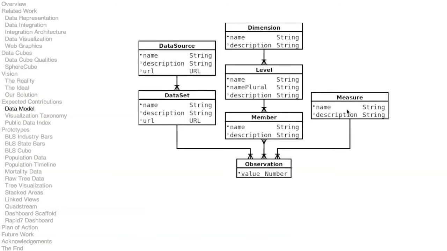I don't quite understand how you can have, on the middle one, on observation, crow's feet on both sides. Yeah, it means that for a given member, there may be many observations that refer to it. That's what this one means.